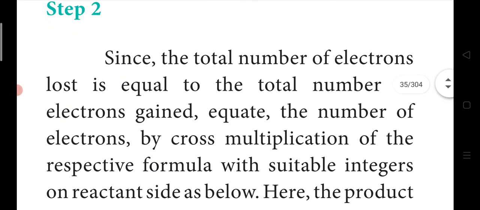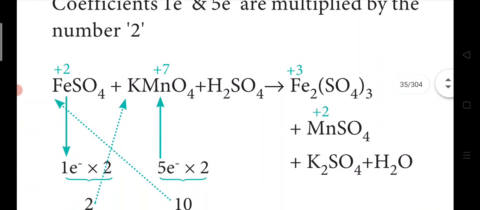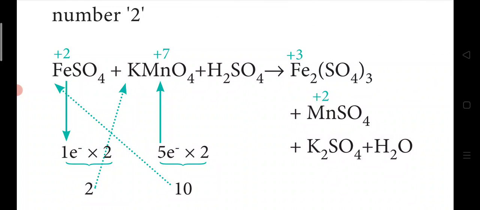The next step is, since the total number of electrons lost is equal to the total number of electrons gained, equate the number of electrons by cross multiplication. We already saw in the beginning that the number of electrons lost is equal to the number of electrons gained. So we have to cross multiply the number of electrons with the respective formula. In the equation, iron has lost one electron, since it increased from +2 to +3, so there is a difference of one electron. Manganese has decreased from +7 to +2, so there is a difference of 5 electrons.